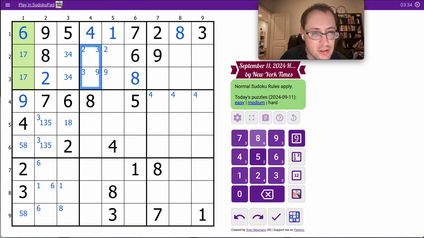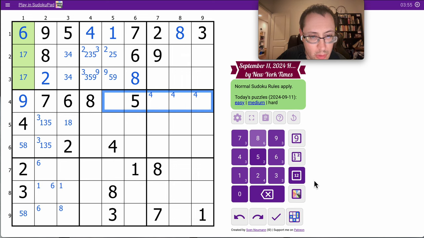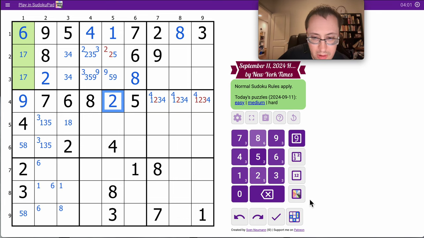Okay, next. 1, 4, 6, 7, 8. I need 2, 3, 5, and 9 in these cells. These aren't 3, these aren't 9, these aren't 2. Okay, these are 1, 2, 3, 4 in row 4, and this sees 1, 3, 4, it must be 2.